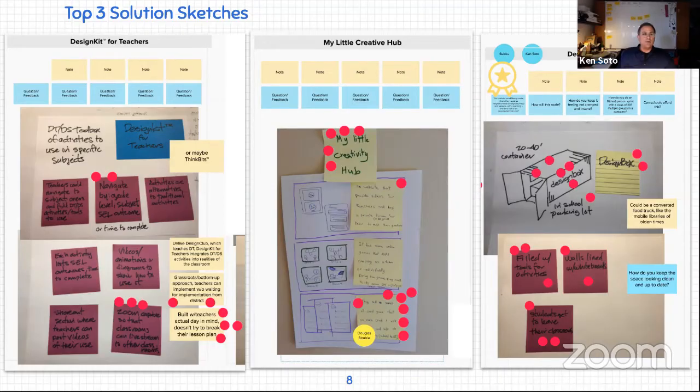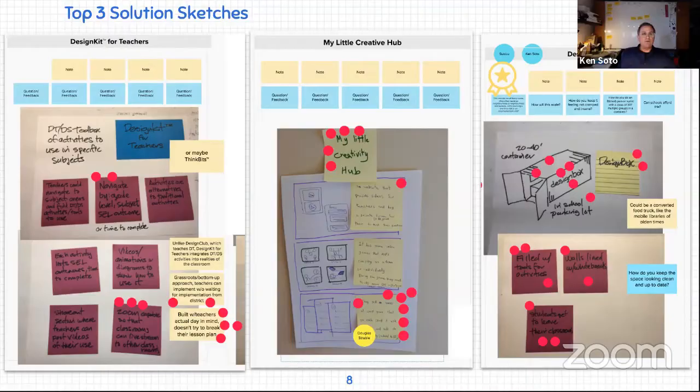So our top 3 solution sketches, a couple of them were kind of in the same vein of what we've seen before. Design Kit for Teachers was kind of an IDEO design kit approach, but made just for teachers so that they could use those techniques to integrate them into their lesson plans in the classroom. My Little Creative Hub was kind of a more specific instance of that, where we were actually creating materials, games, worksheets, and other activities, all built around a website available for teachers. That got a lot of votes, and we really liked that solution as well.